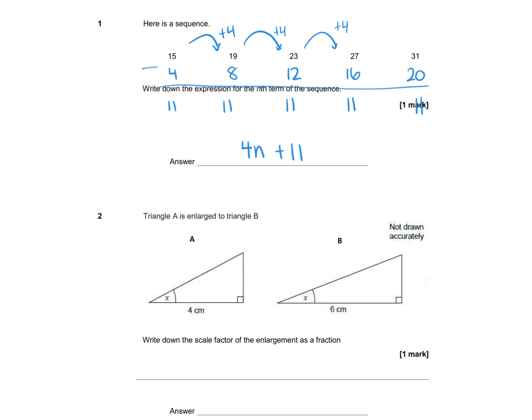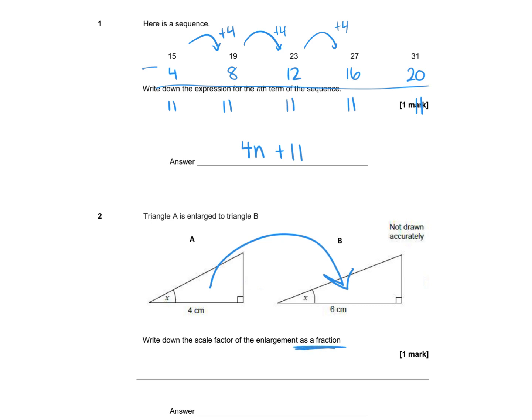Question 2, triangle A is enlarged to triangle B. So we go from triangle A, it is enlarged to get to triangle B. They just want us to write down the scale factor of the enlargement as a fraction. So we want to get from A to B, and we need to leave everything as a fraction.